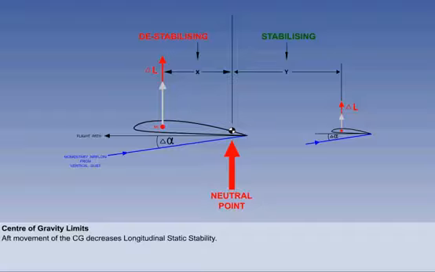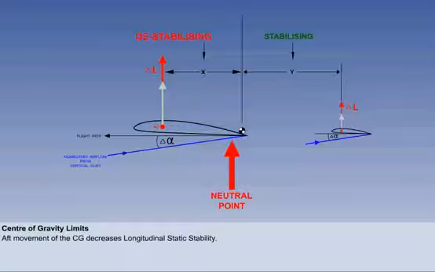You might think that neutral longitudinal static stability is not too bad. But remember, the aircraft must always be flown with a margin of safety. If the CG were to move aft of the neutral point, the aircraft would have negative longitudinal static stability, and when hit by a gust, will continue to displace from equilibrium, which is obviously not acceptable.